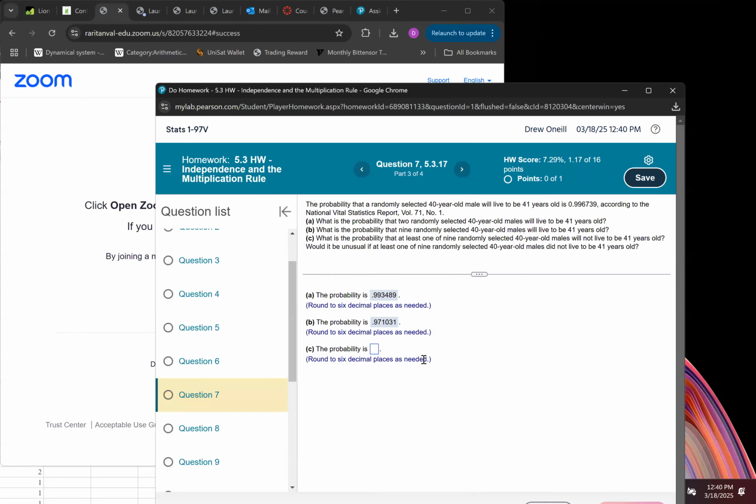It is. Part C is a little tricky. So what's the probability that at least one of 9 randomly selected 40-year-olds will not live to be 41? Okay. Well, the way you could look at it is this, and I'll just leave it for you guys. If this is the probability that all 9 live, what's the probability that one doesn't? It'd be one, well, one minus that. Is that right? No.